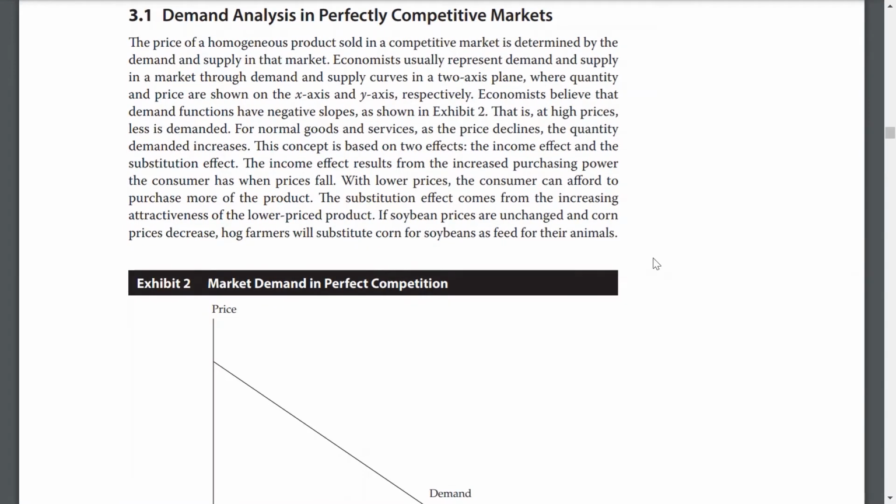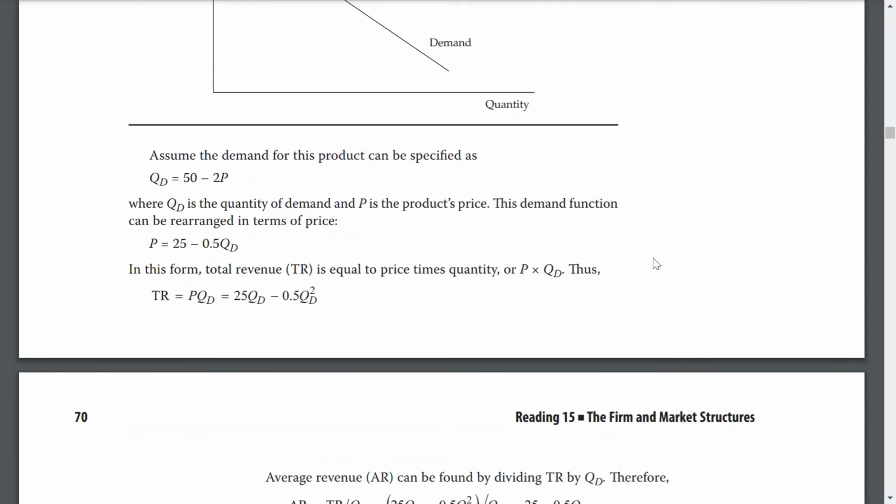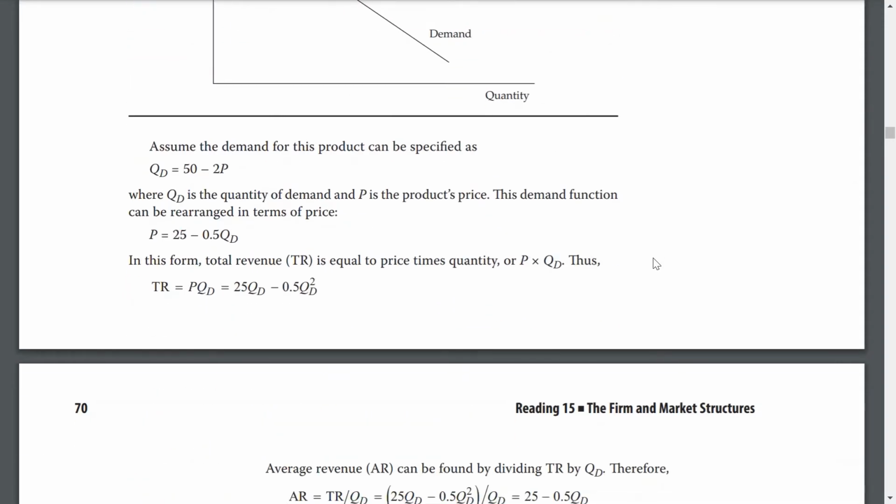The substitution effect comes from the increasing attractiveness of a lower priced product. If soybean prices are unchanged and corn prices decrease, hog farmers will substitute corn for soybeans as feed for their animals. So here's what the demand curve looks like.